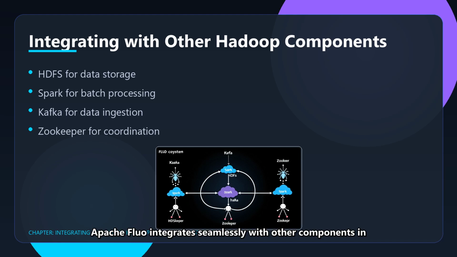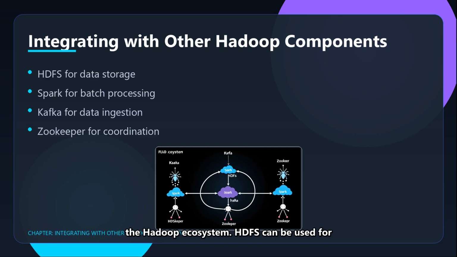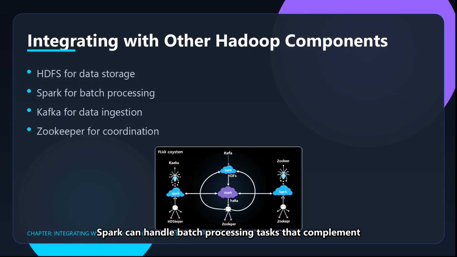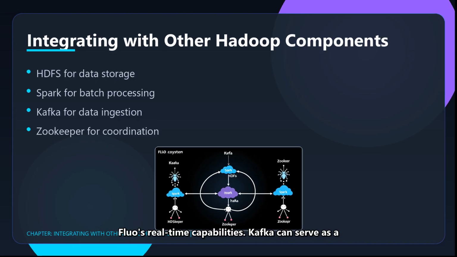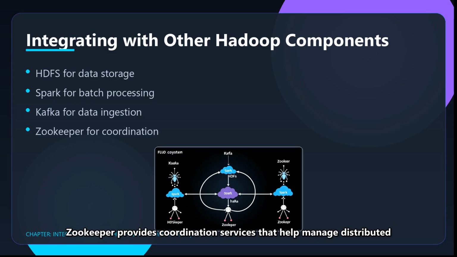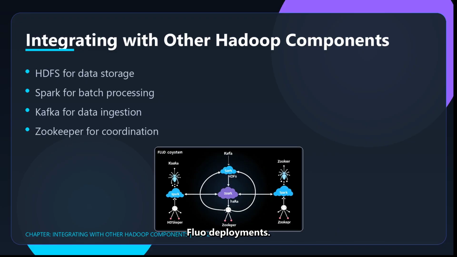Apache Fluo integrates seamlessly with other components in the Hadoop ecosystem. HDFS can be used for storing large datasets that are processed by Fluo. Spark can handle batch processing tasks that complement Fluo's real-time capabilities. Kafka can serve as a data ingestion layer, streaming data into Fluo applications. Zookeeper provides coordination services that help manage distributed Fluo deployments.